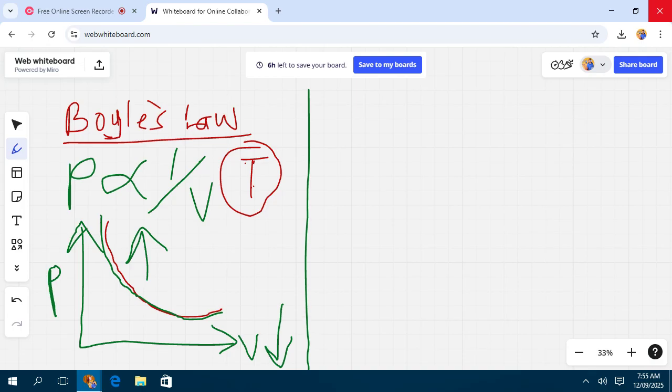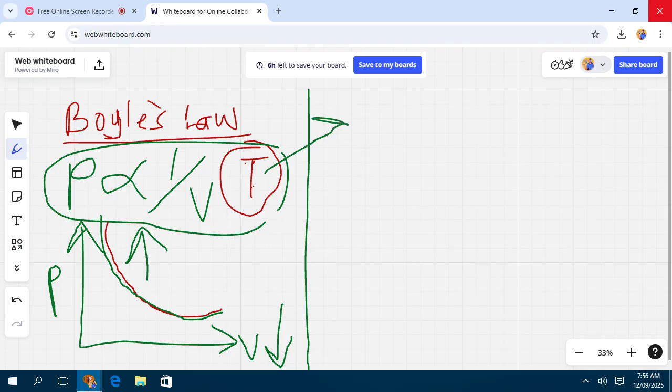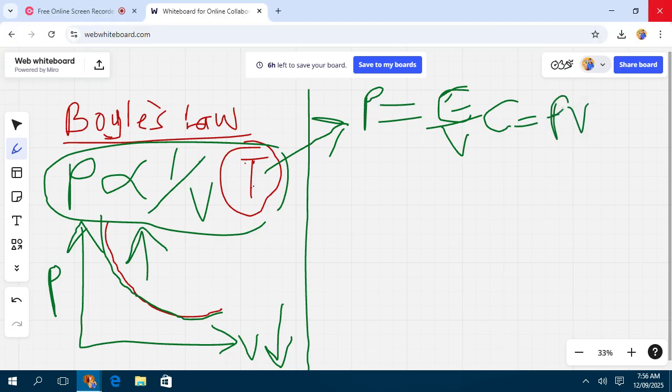So another thing you should know about Boyle's law, learner, is that for this mathematical expression of Boyle's law, you need to introduce a constant, that is a proportionality constant, and introduce an equal sign. This way, you say P will be equal to C, the proportionality constant, divided by V. At this point, make C the subject. You will have C will be equal to P V. This is another mathematical expression. C is equal to P V.